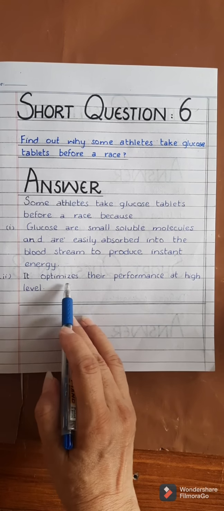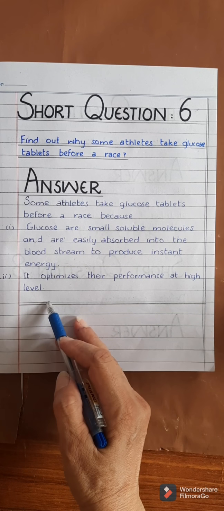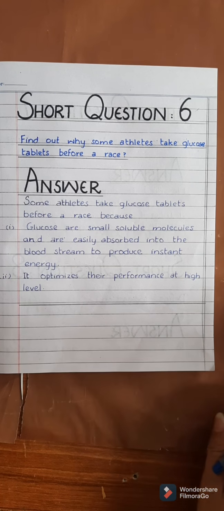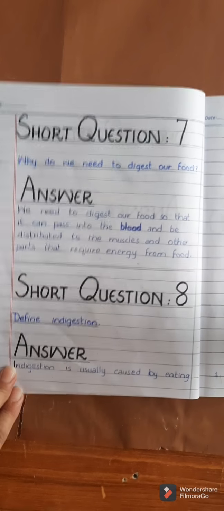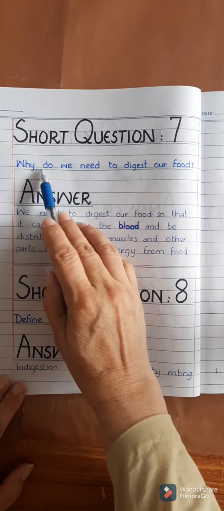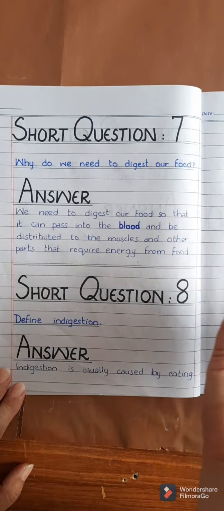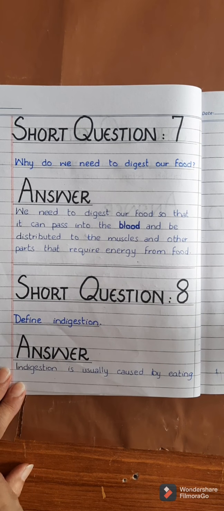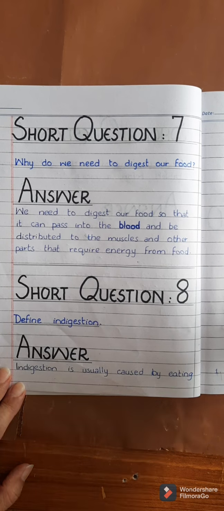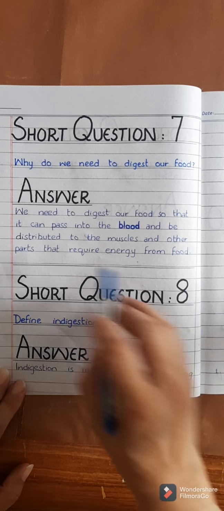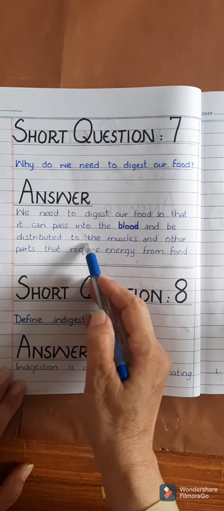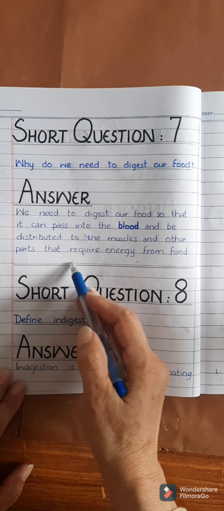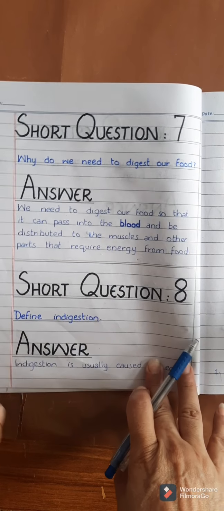Number 2 is that it optimizes their performance at a high level. Means they are more energized. They can do their races or any type of sports in a very efficient manner. Short question number 7 is, why do we need to digest food? Obviously, to convert larger molecules of food into smaller molecules for absorption into the blood. We need to digest our food so that it can pass into the blood and be distributed to the muscles and other parts that require energy from the food.